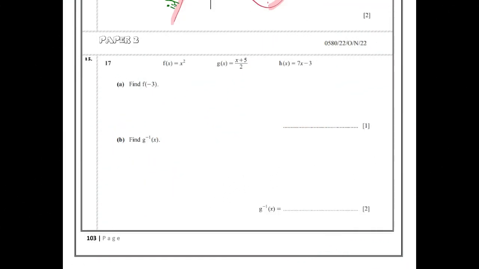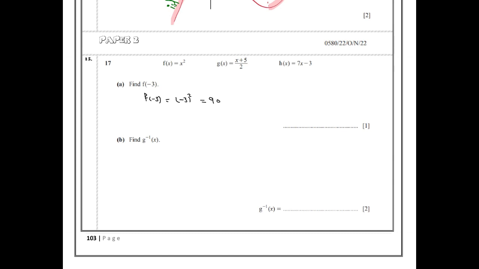Question 15 in our according, question 17 in October, November 22, variant 2. Find f of -3. It means to replace every x with -3. f of -3 equals (-3) to the power 2 equals 9.